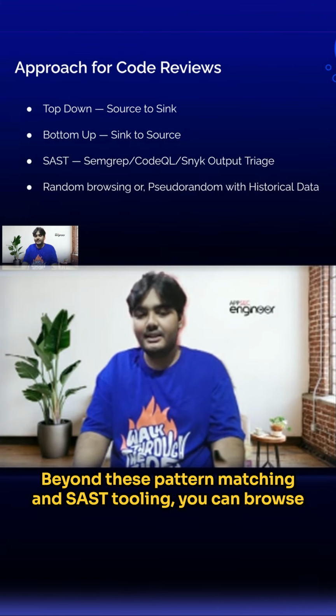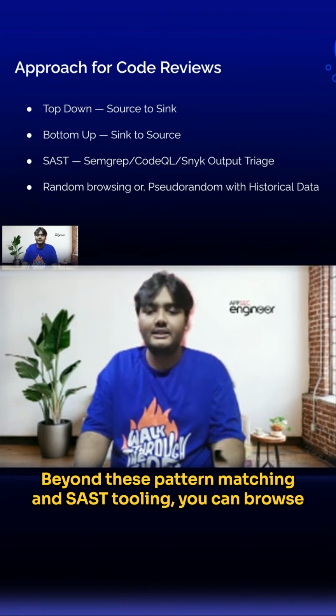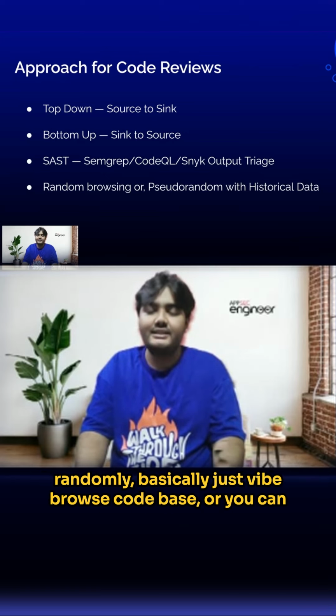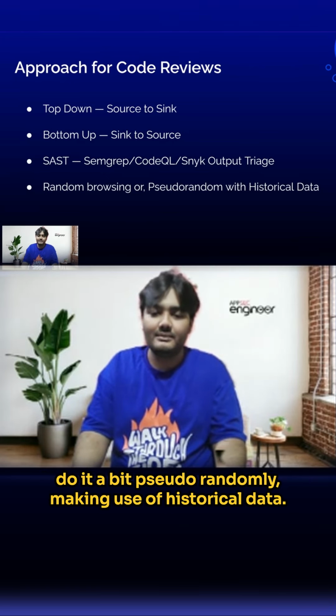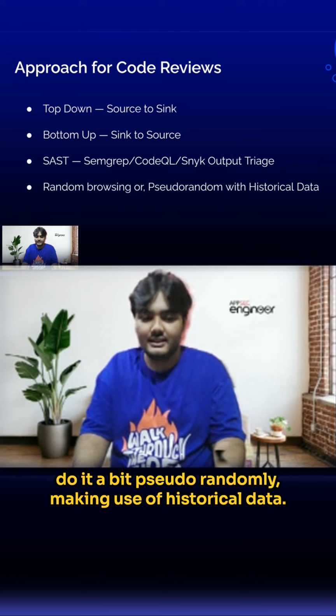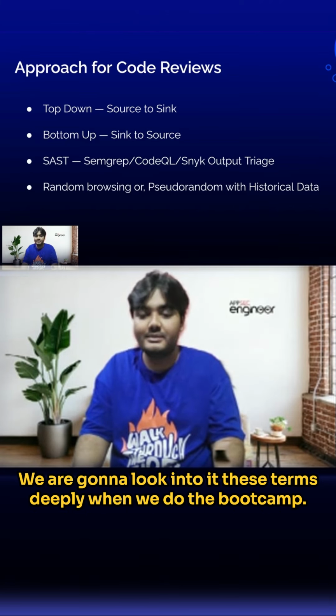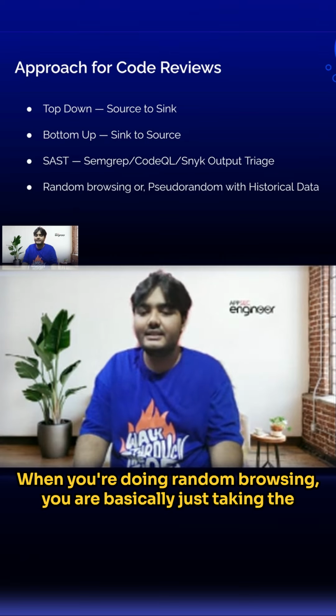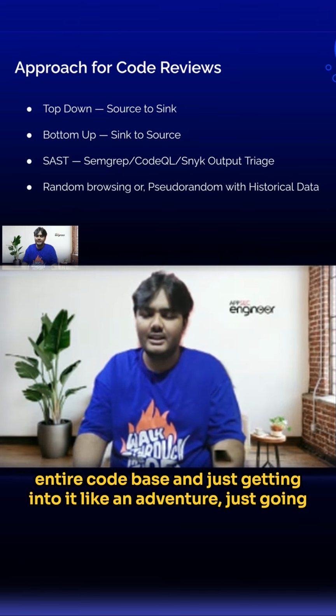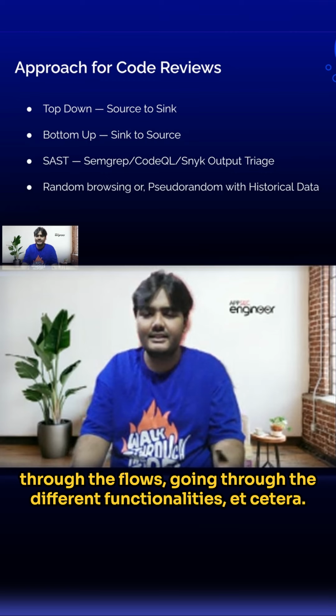Beyond these pattern matching and SAST tooling, you can browse randomly, basically just vibe browse the code base, or you can do it a bit pseudo randomly, making use of historical data. Keep in mind the terms random and pseudo random. We're going to look into these terms deeply when we do the bootcamp. When you're doing random browsing, you are basically just taking the entire code base and getting into it like an adventure, just going through the flows, going to the different functionalities, etc.